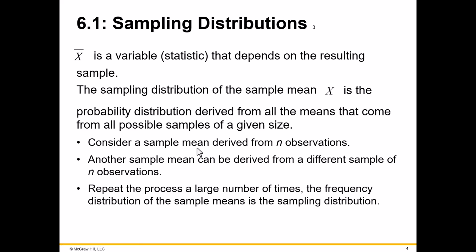To do so, we're going to use a bunch of very similar formulas. Most of them make use of X bar, which is just the mean of our sample. And we're going to keep getting X bars back for every single sample that we take, because every sample is going to have a different mean. And from that, we can have a probability distribution.